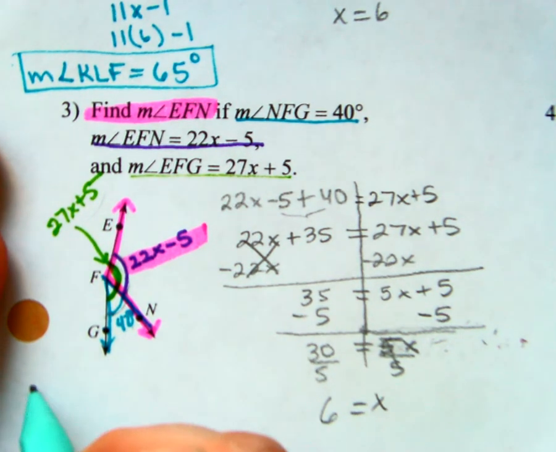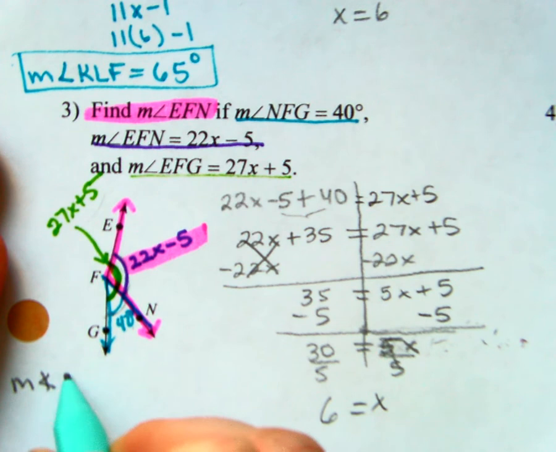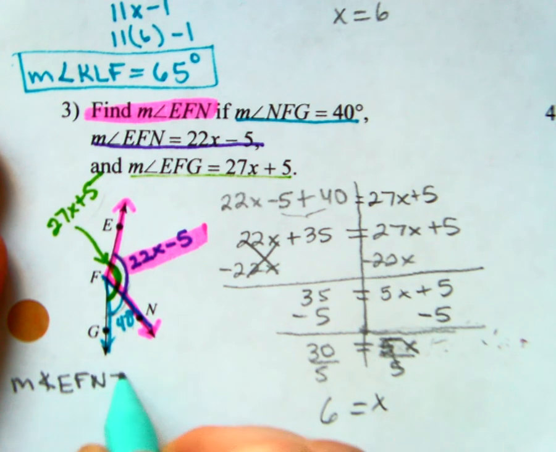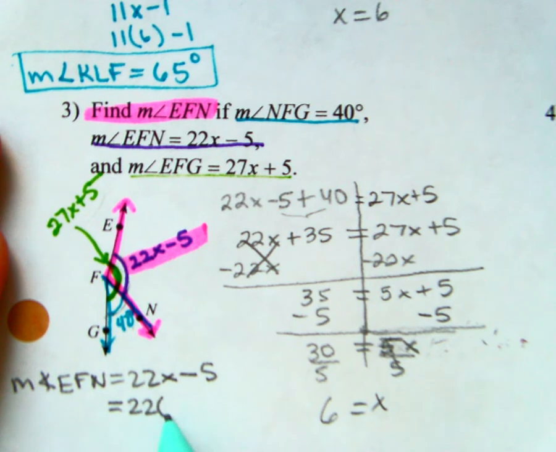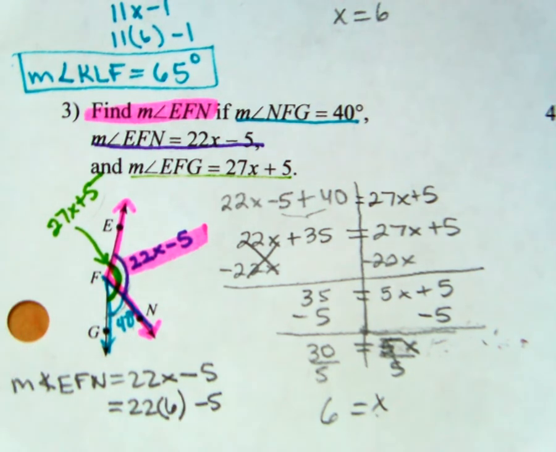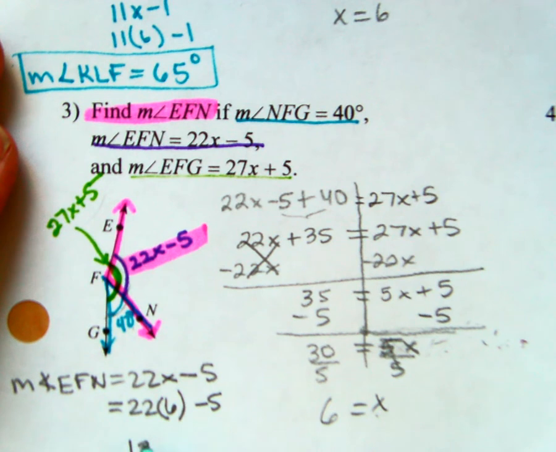So I'm going to say the measure of angle EFN is 22x minus 5. Right, so that's going to be 22 times 6 minus 5. And 22 times 6 is 132, and then minus 5 is 127. So the measure of angle EFN is equal to 127 degrees.